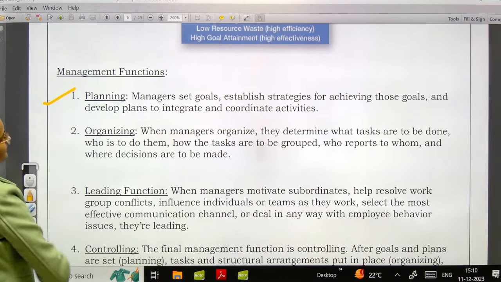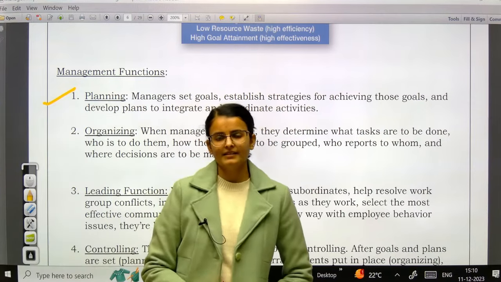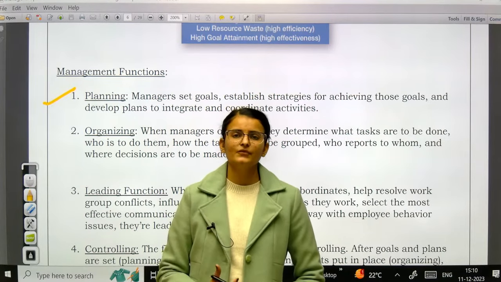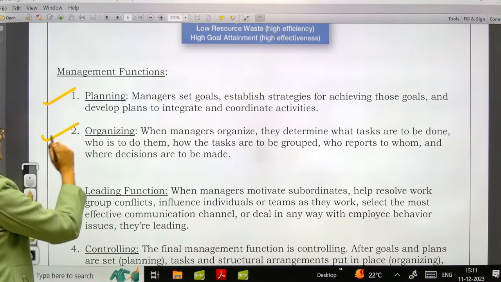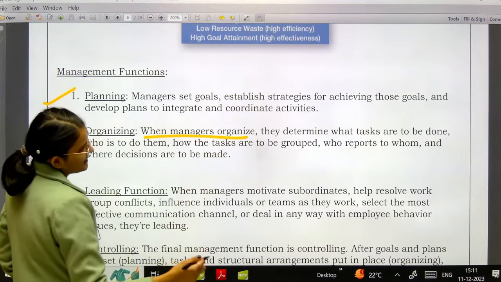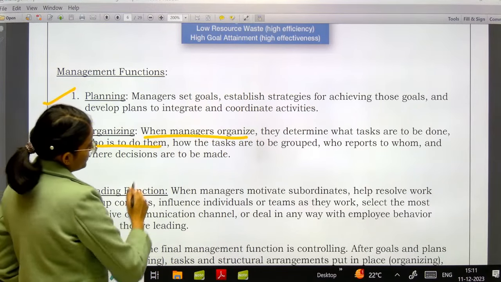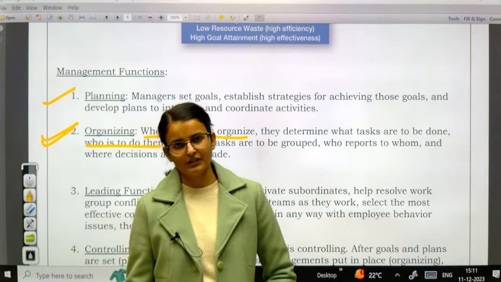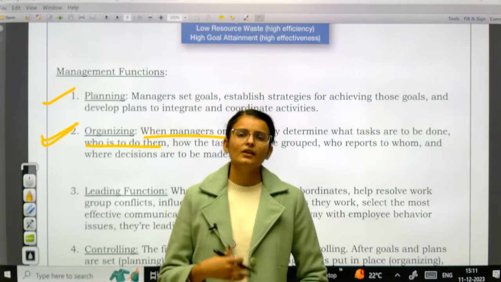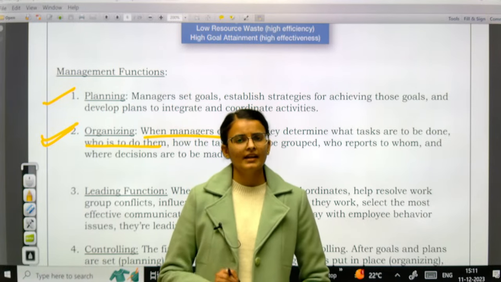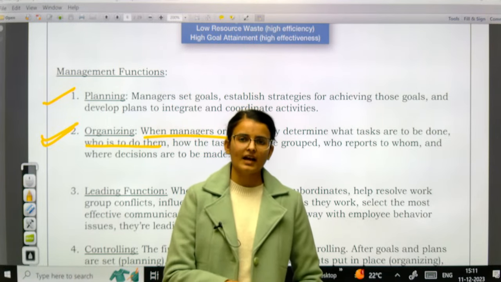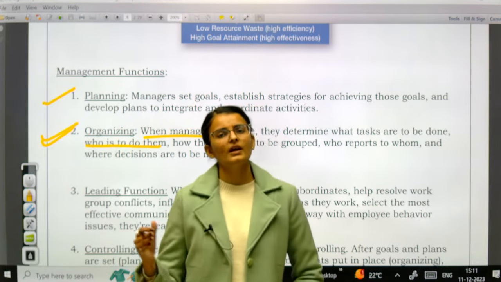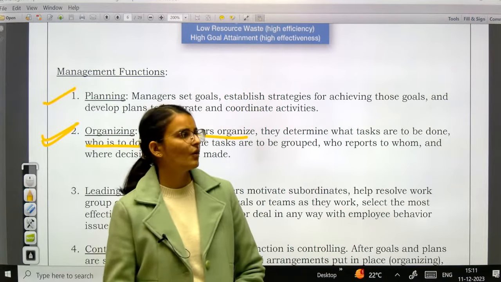Management functions: planning. The manager sets goals and plans how things should be done and what should be achieved by the organization. So planning is a function of management. Very simple. Next is organizing. When managers organize, they determine what tasks are to be done and who is to do them. Once the manager identifies the goal of the organization and the things to be done, then in organizing he will identify the skills required for those tasks and assign those tasks to particular employees based on their skills. That is what we call organizing.